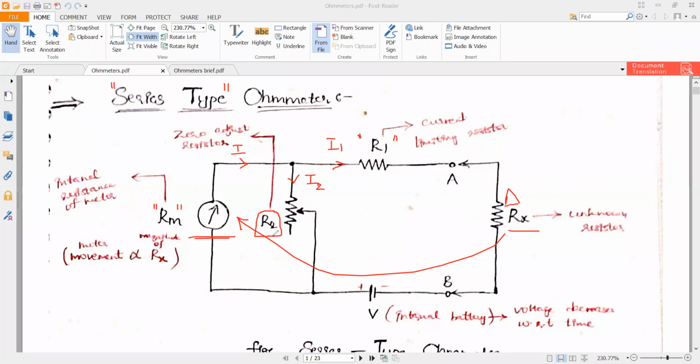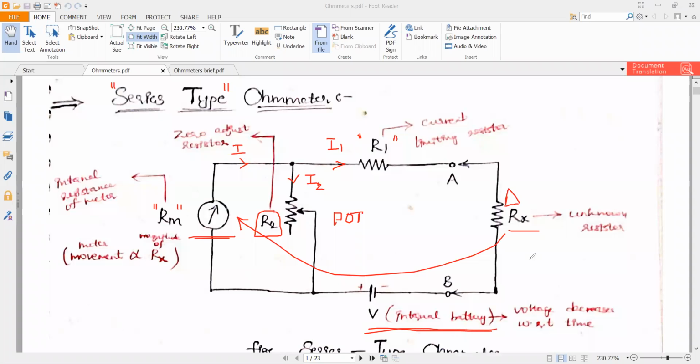R2 is just like a potentiometer. By using this potentiometer, I can adjust the meter reading. In order to make this PMMC meter read 0, I am going to use this pot. I am going to use this zero adjustment resistor R2. And this is the internal battery. V is the internal battery. This voltage may decrease with respect to time. Let this be the internal voltage V.